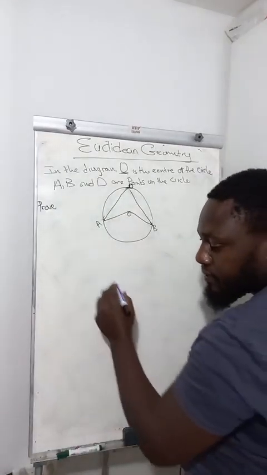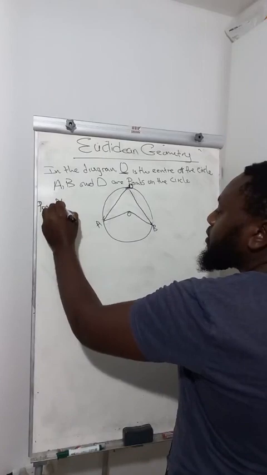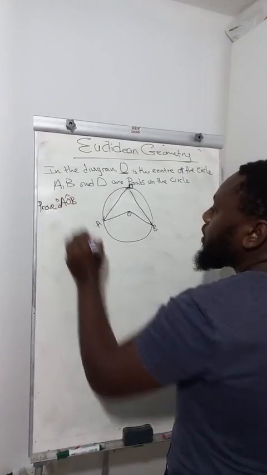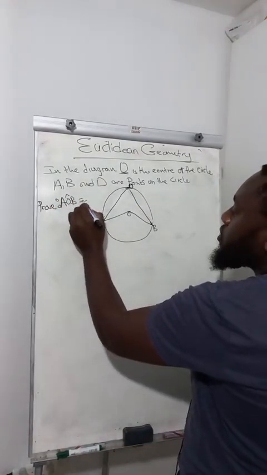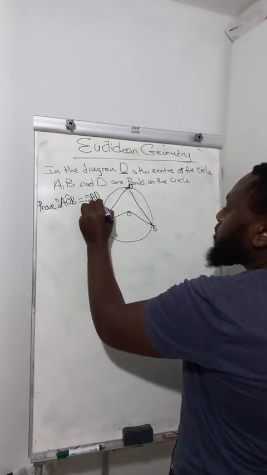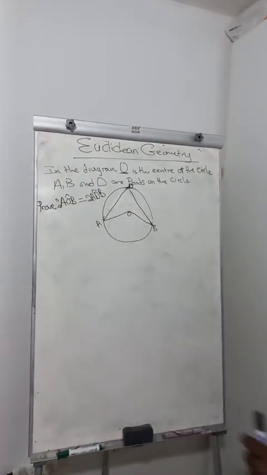Prove that angle AOB is equal to twice the angle ADB. They're saying you need to prove something like that. They say clearly indicate any construction lines. So now, when you get a question like this one, guys, what you need to do, I'm sure this is within your notes.